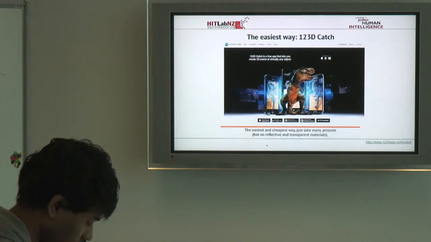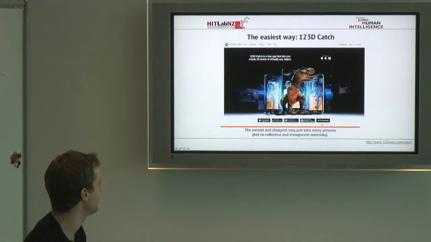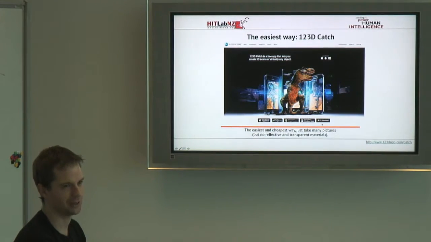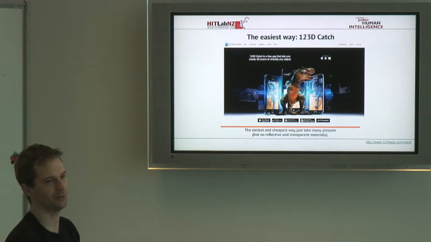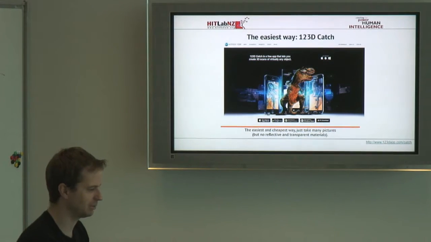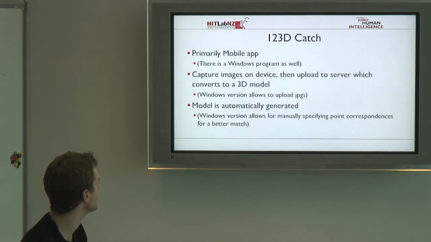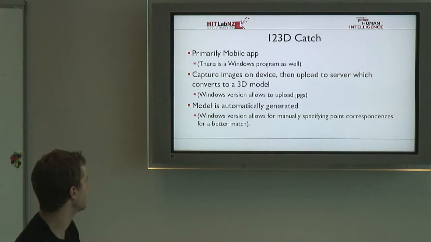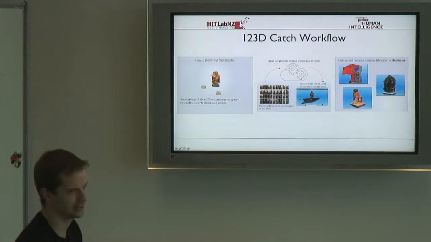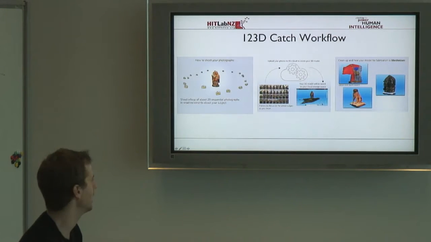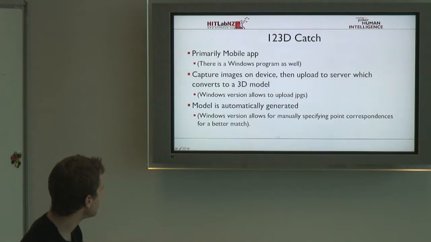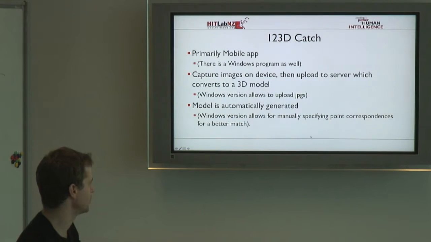But yeah, as I said, they've ditched the web app, which is why I couldn't figure it out. When you go on the website now, basically all you can do is upload photos, but you can't actually start the processing, which doesn't make any sense to me. So it's primarily a mobile app. There is a Windows program. Capture images on the device and upload to server. Windows version allows you to upload JPEGs or whatever, so you can do pre-captured stuff. Models automatically generated. For the Windows version, you can manually specify point correspondence.